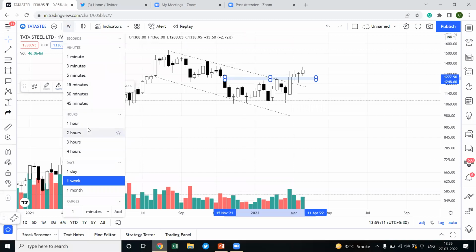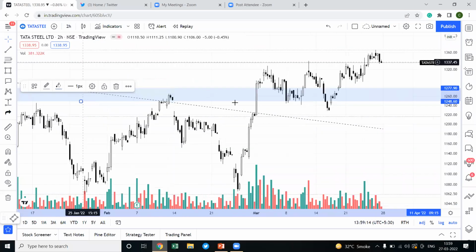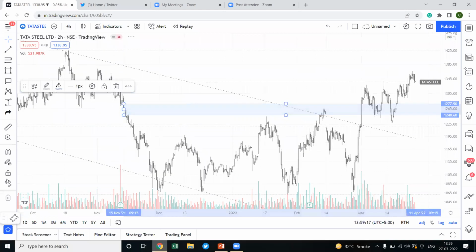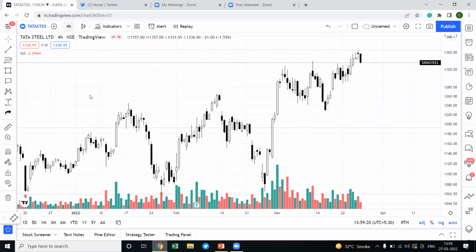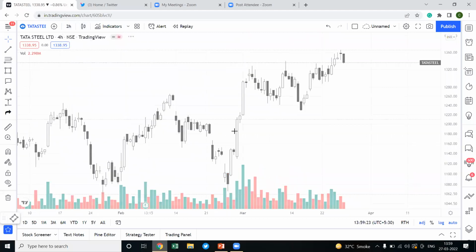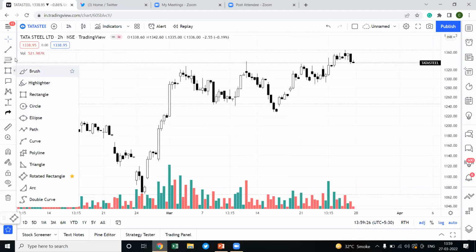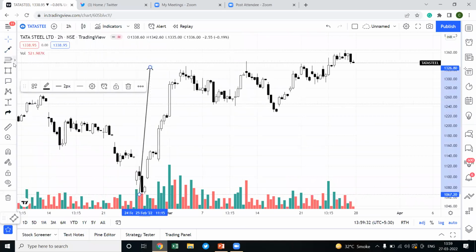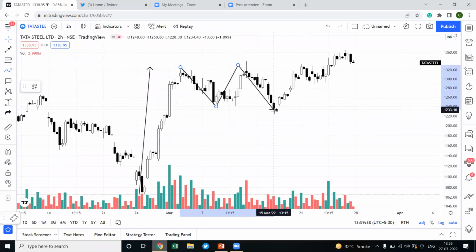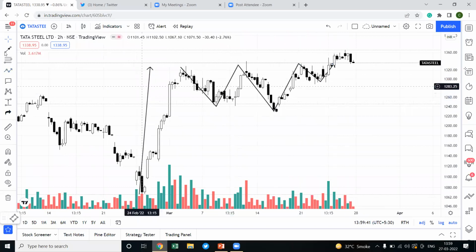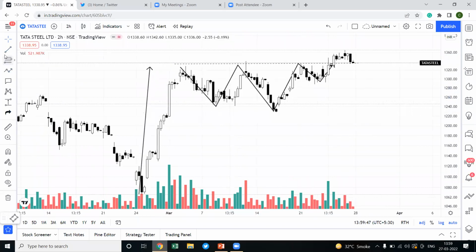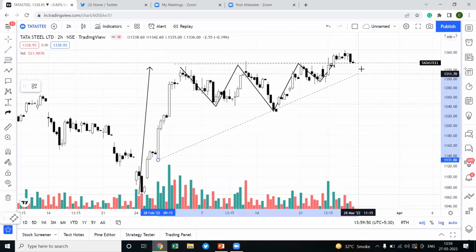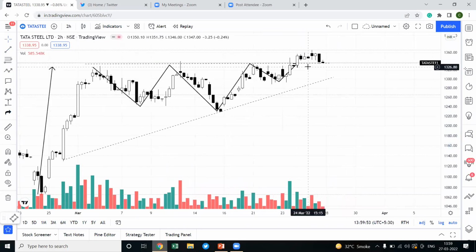So this is the weekly chart. We'll go to the 2 hourly chart. On the 2 hourly chart, we can see that the stock is in an uptrend, and the stock has made an HNS continuation pattern. It is kind of an ascending triangle pattern formation. You can say it is an ascending triangle pattern formation, or you can say it is an HNS continuation pattern. This pattern also has a high success rate, and you can see it is retesting its breakout area.